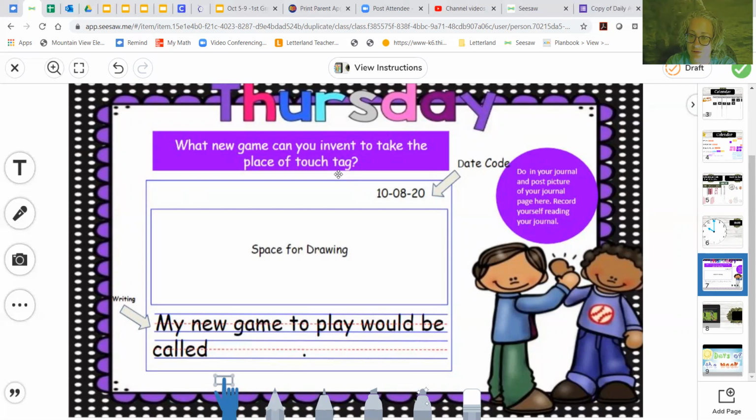So what could you do in place of it. So remember to put your date, leave space for your drawing, and here's how your sentence goes. My new game to play would be called, and then tell us what name it is. Remember to do a picture on here and then record yourself reading your journal.